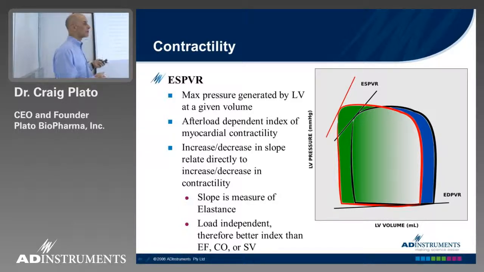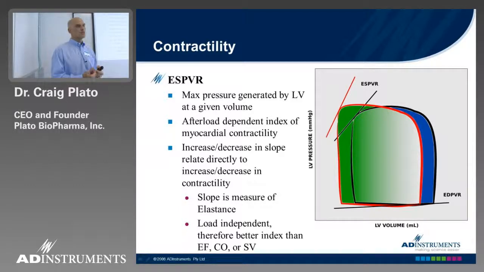ESPVR, the end systolic pressure volume relationship, is the maximum pressure generated by the LV at a given volume. And so you can see under normal conditions, we have a very steep end systolic pressure volume relationship. When we have cardiac dysfunction, we actually have a reduction in the slope of the ESPVR here. Again, it's an afterload-dependent index of myocardial contractility, and a decrease in the slope is directly related to a decrease in contractility here. The slope of this line is a measure of elastance, and it is load-independent, so it's a better index, for example, than ejection fraction, cardiac output, or stroke volume.